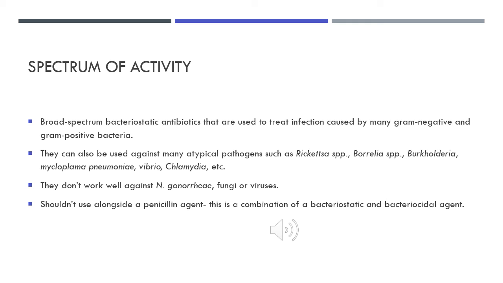But things like Rickettsia, Borrelia species, Burkholderia, Mycoplasma pneumoniae, Vibrio, Chlamydia. The list goes on. And some of these are, like I said, really truly atypical, so you won't see them that often. But certainly an infectious disease specialist needs to know how to use the tetracyclines for these particular circumstances. One note, though, especially for those of you who treat more outpatient, they don't work well against gonorrhea. Obviously, they don't work well against fungi and viruses, okay?